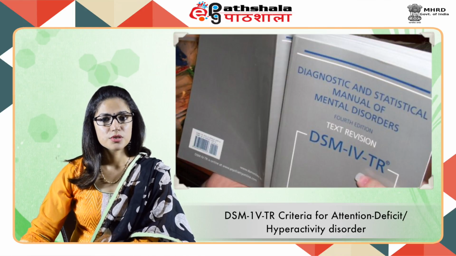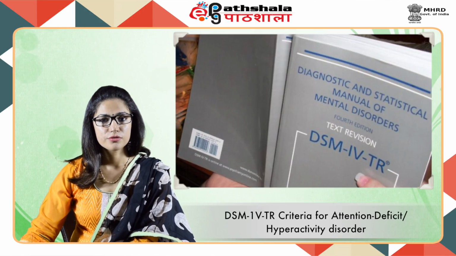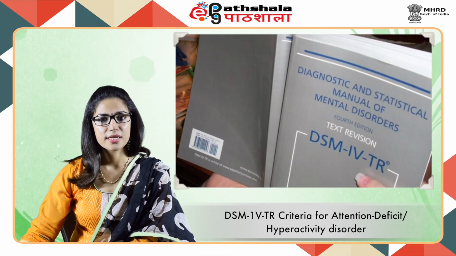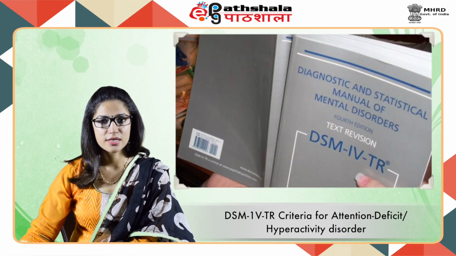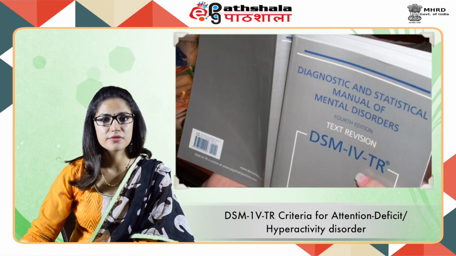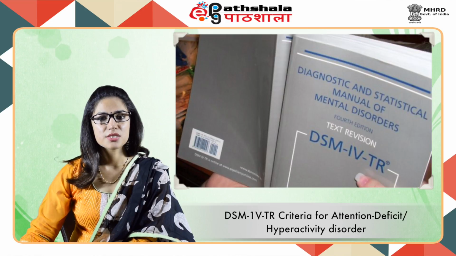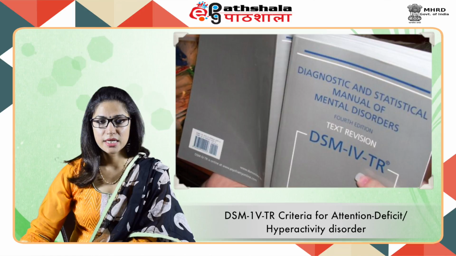C, often does not seem to listen when spoken to directly. D, often does not follow through on instructions and fails to finish schoolwork, chores, and duties in the workplace. E, often has difficulty organizing tasks and activities. F, often avoids, dislikes, or is reluctant to engage in tasks that require sustained mental effort such as schoolwork or homework. G, is often easily distracted by extraneous stimuli. H, is often forgetful in daily activities.